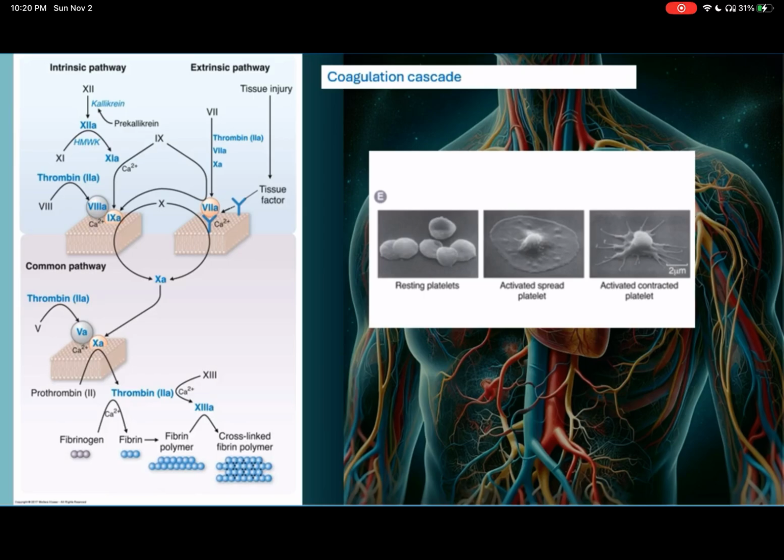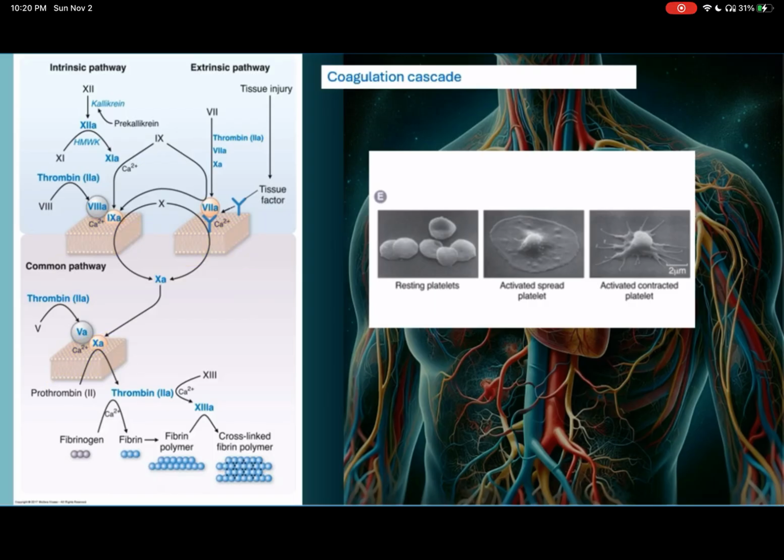Please note that on this schematic, our activated enzymes are colored in blue, whereas the inactive proenzymes are colored in black. Secondly, the major activation reactions in the cascade occur at sites where a phospholipid-based protein-protein complex has formed. Please note, we have a piece of membrane depicted over here, okay?